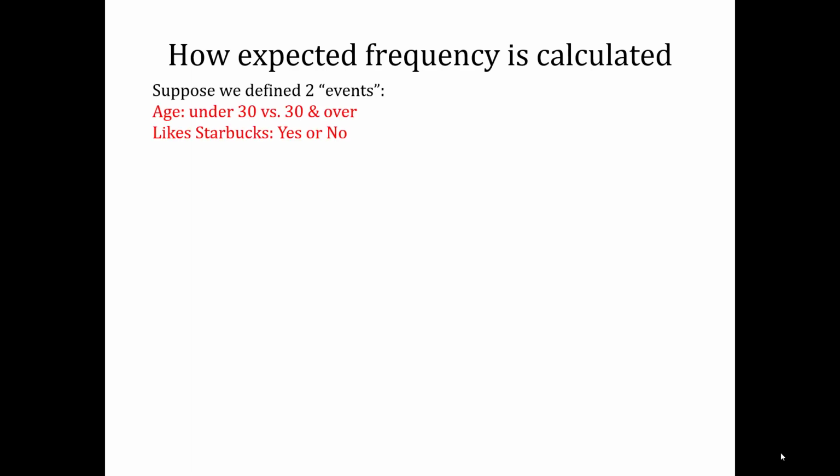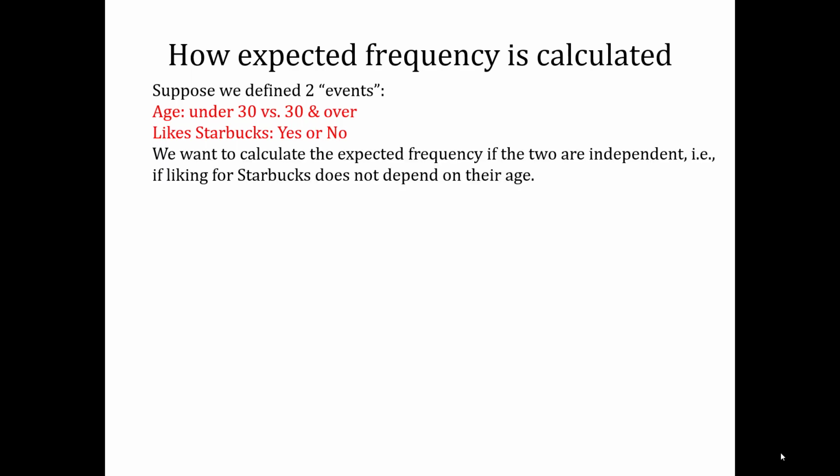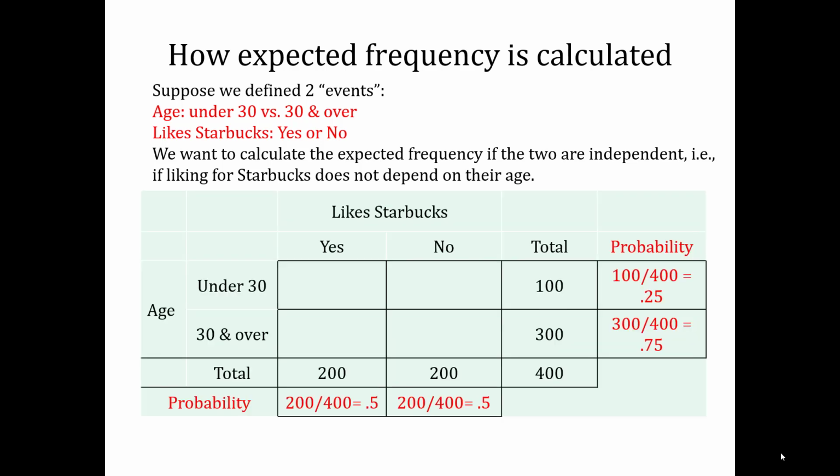Let's take a quick look at the logic for calculating expected frequency. Suppose we defined two events as 1, whether someone is under 30 years old or 30 and over, and 2, whether they like Starbucks. We want to calculate the expected frequency if the two are independent. That is, liking for Starbucks does not depend on their age.